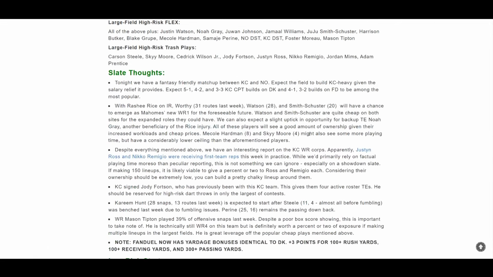Are there any obvious values? Is there anything we need to be made aware of for the slate tonight? And nothing really sticks out. So I'm going to play my typical strategy. I like playing small field GPPs. We'll talk about 150 max and large field GPPs.